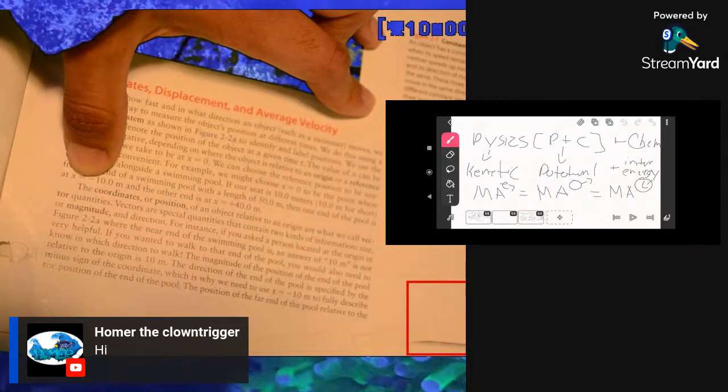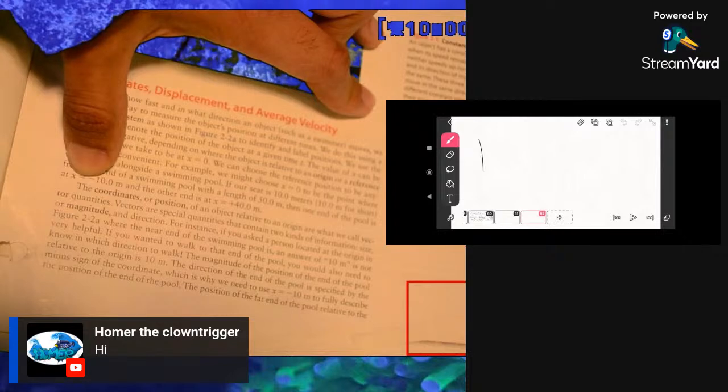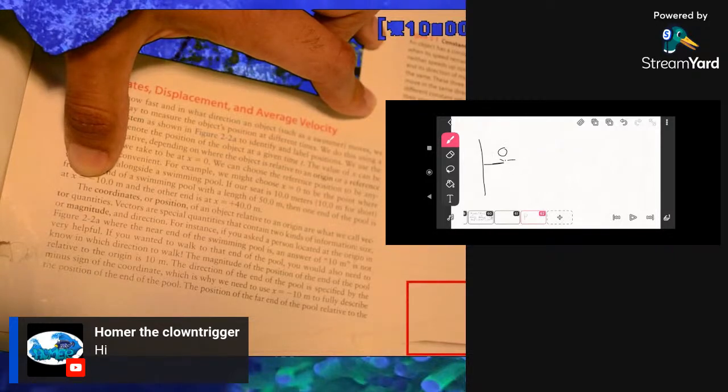Sorry. What the book's basically saying is, let's say it doesn't matter the situation, right? Hold on. You know what? Let's say someone's diving right here. Right? And then right here's the water.